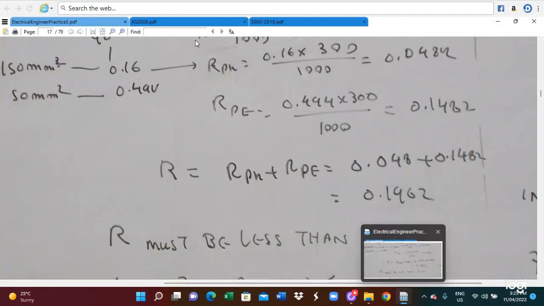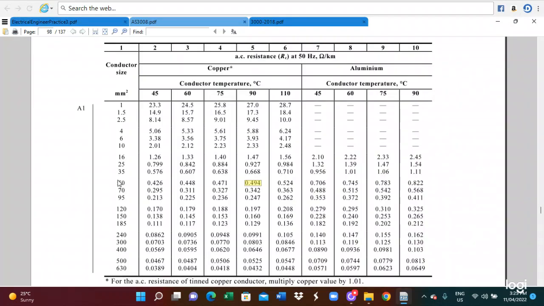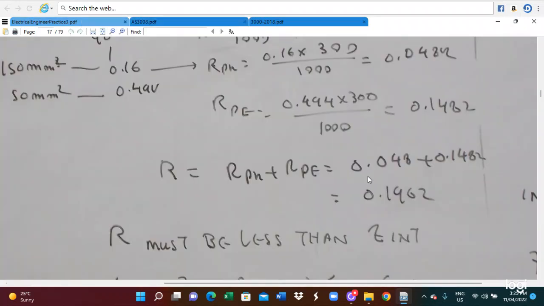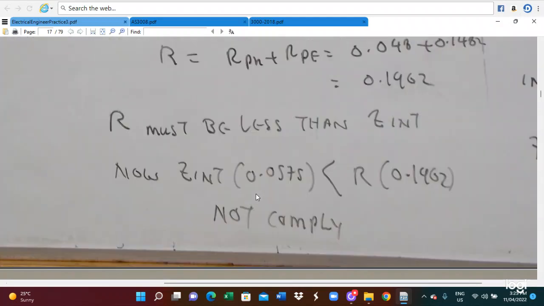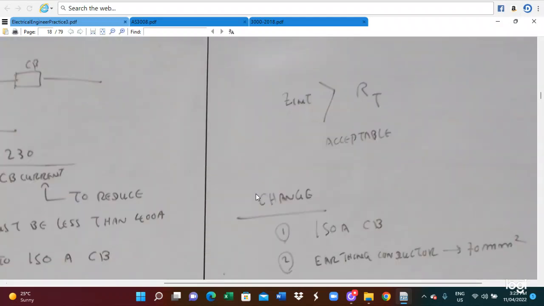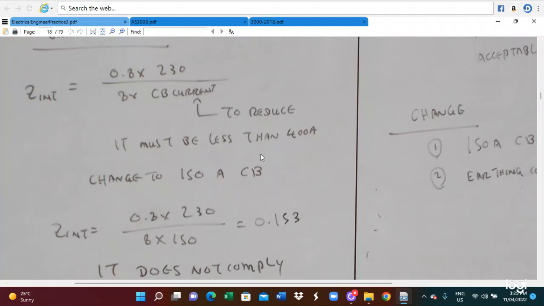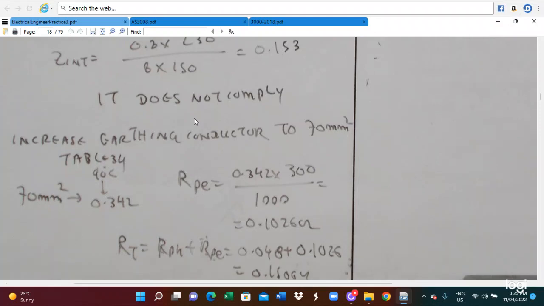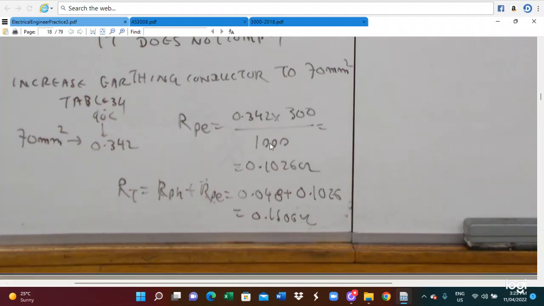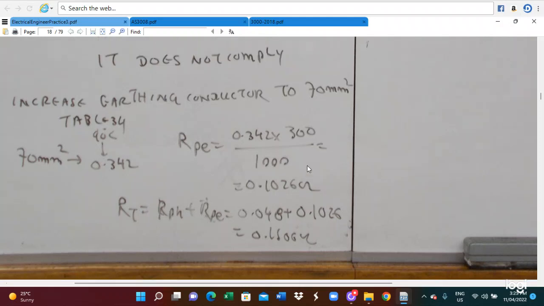So another size is increased. The tables show 50 millimeter square as the original wire. Now we take 70, the next one. In this case, 0.342. So that 0.342 we substitute in the formula, and then we calculate the resistance again. So in this case, 0.342 we substitute here. So the result is 0.1052. Then we add it again, 0.1506.